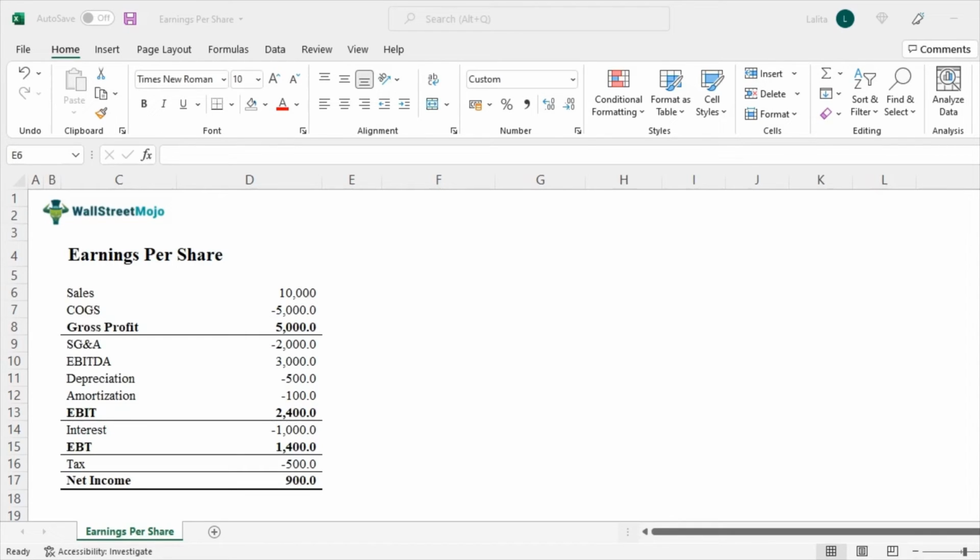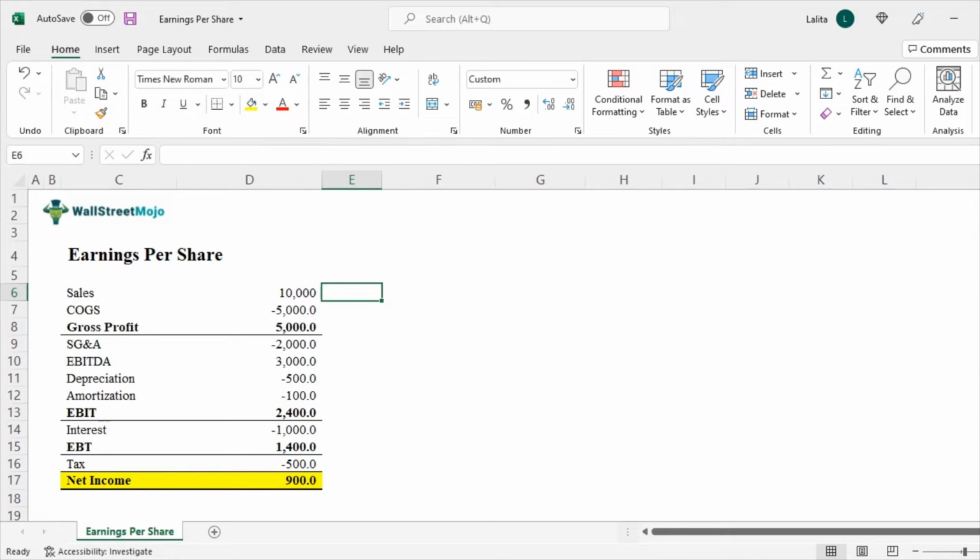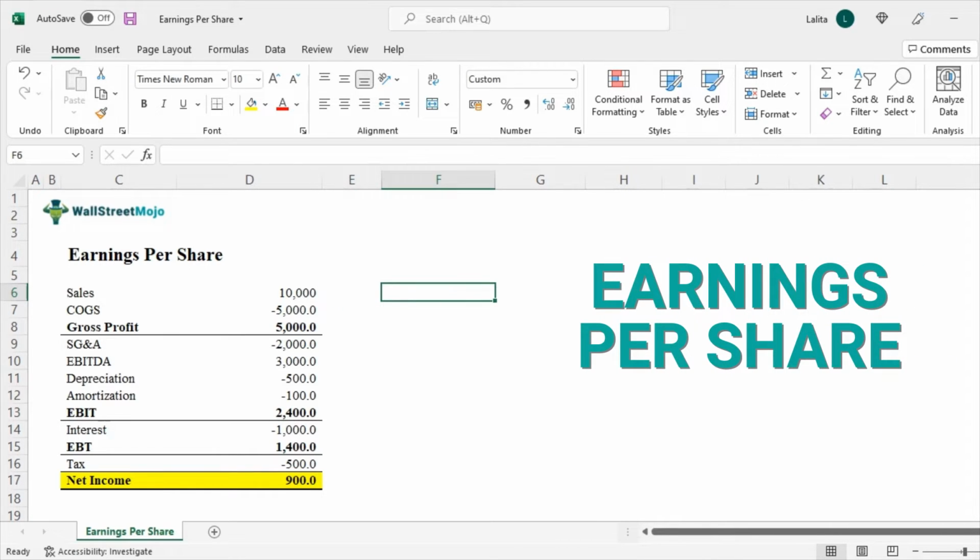So let us look at this income statement of a hypothetical company. Sales is given as $10,000, cost of goods sold is $5,000, so gross profit comes as $5,000. Essentially there are other expenses as well, but I want you to look at the net income, and that comes out to be $900. So my question to you is how good that net income of $900 is. The answer lies in earnings per share.